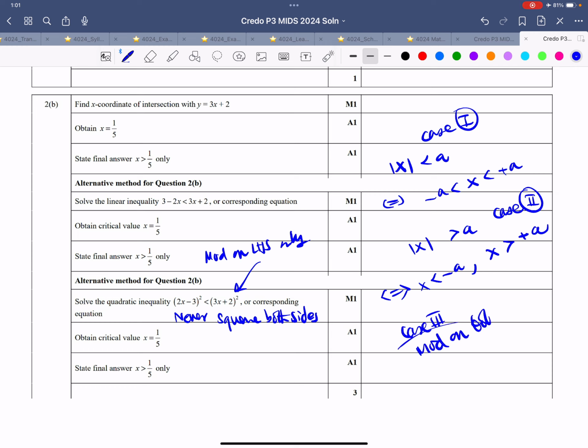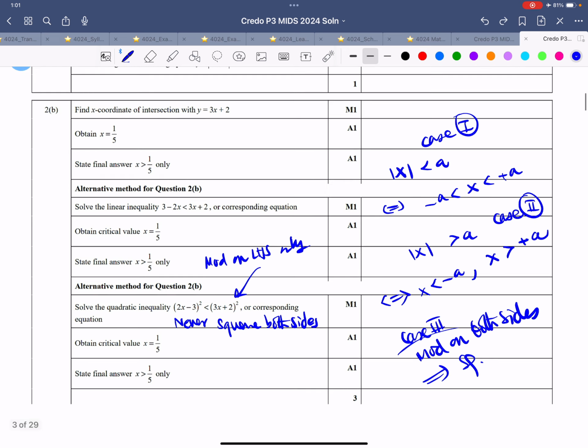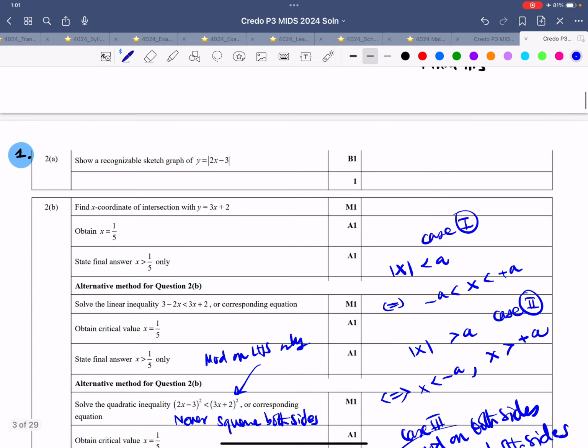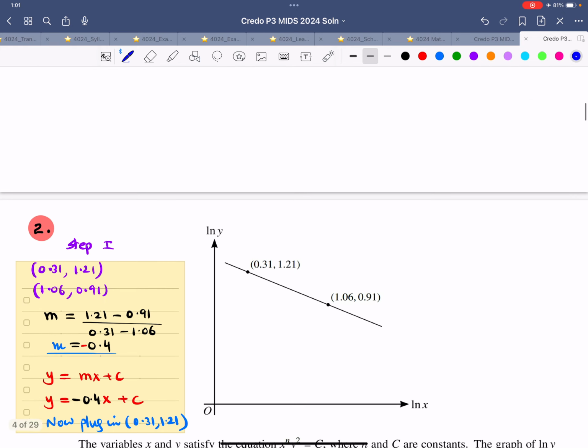When we have modulus on both sides, then the only option is to square both sides. So that won't cause any trouble. But in case 1 and case 2, if we square both sides, we get extra solutions which we may not know whether they exist in reality or not.